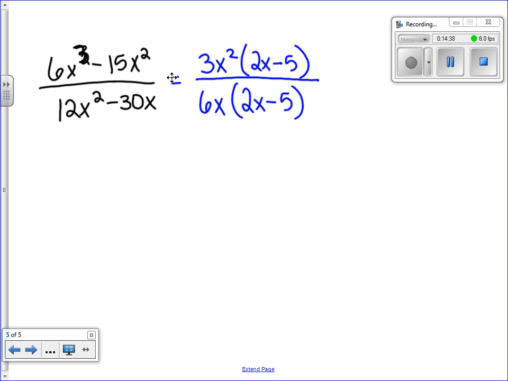Alright. So right away, I know these are going to go, right? That's going to leave me with 3x squared over 6x. Except doesn't that reduce? Yeah. That's a 1 and that's 2. So it's going to leave me with just x over 2.